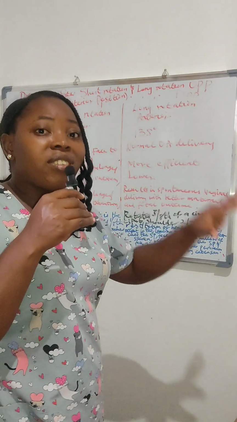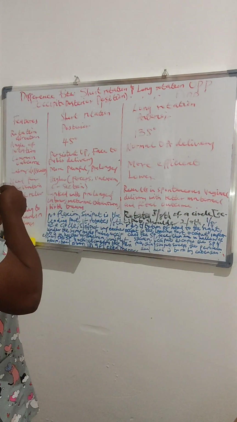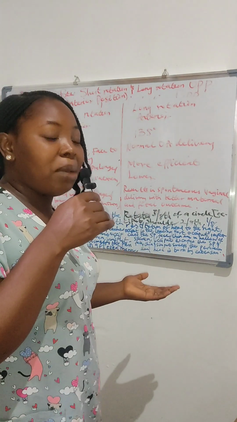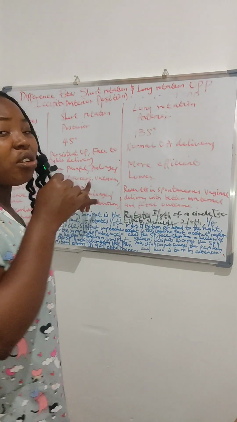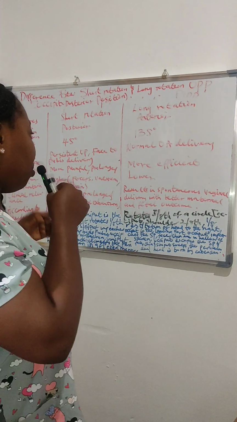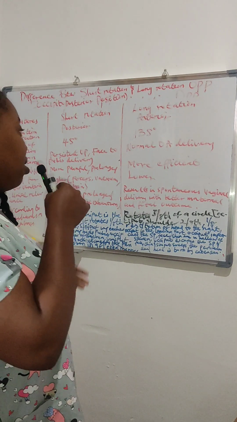So there is effective delivery in this long rotation. Need for intervention, because this one now leads to prolonged labor and persistent OP. Now the need for intervention is very high. You now see forceps delivery, vacuum extraction or vacuum delivery. You now see cesarean section.